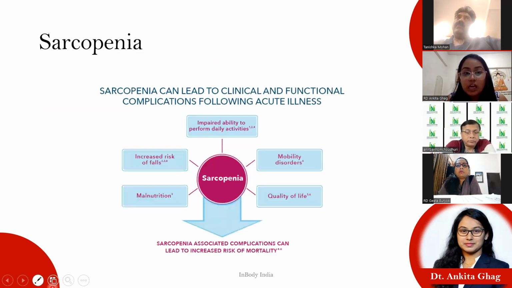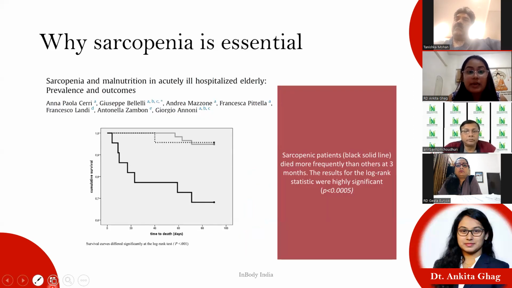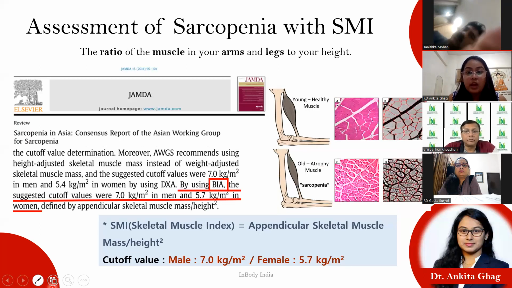So assessing the sarcopenia of the individual. We all know what sarcopenia is leading to, and it has an increased risk of mortality. Assessing sarcopenia is very essential as it is commonly seen in patients who are acutely ill and in ICU setup. So it's very essential to assess that. And how do we assess it?